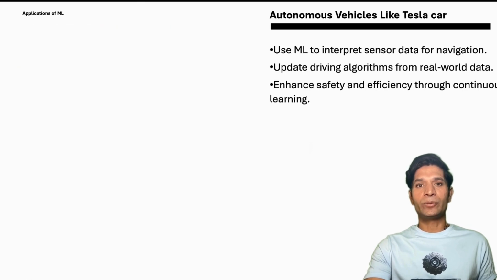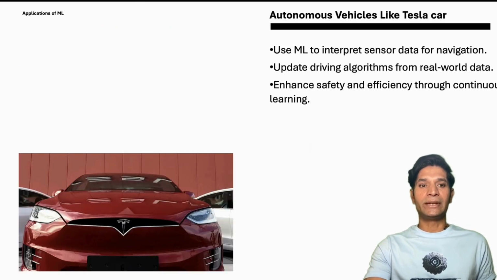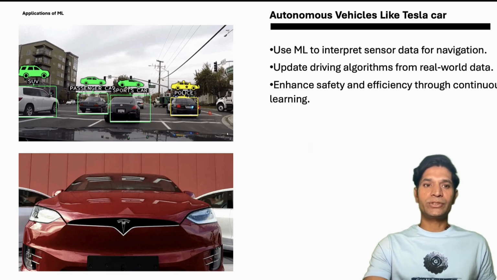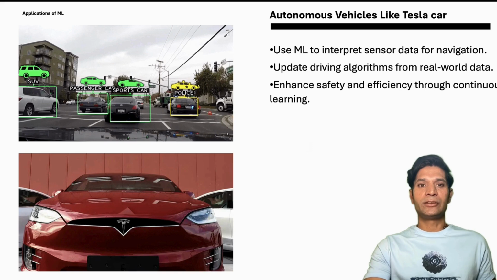And we also have autonomous vehicles like the Tesla car, for example. They use ML to interpret the sensor data for navigation. They have a lot of sensors around the car, and they update their driving algorithms by interacting with real world data. So they're not sitting in a factory, they're actually going on the roads. You can notice here a screenshot where it's able to detect its surroundings, like there's a police car, a sports car, a passenger car and an SUV. So it enhances its efficiency and safety by continuous learning. It's a good example of reinforcement learning, which I'll be talking about later.